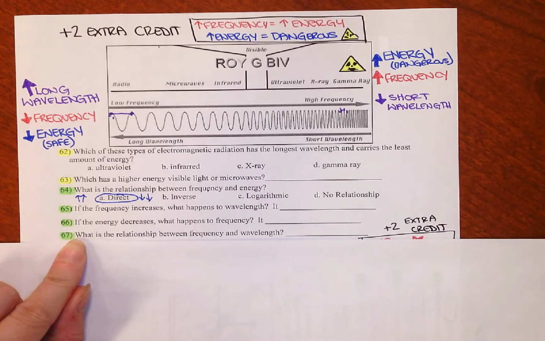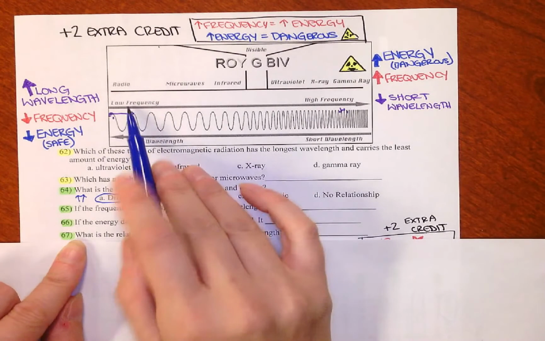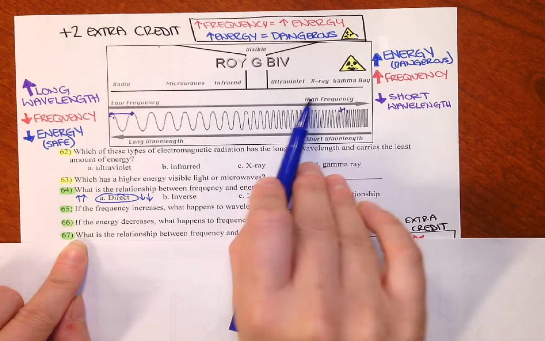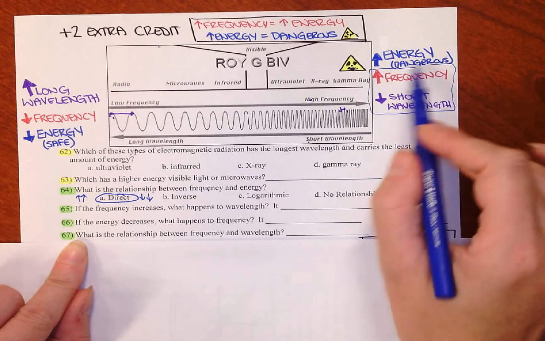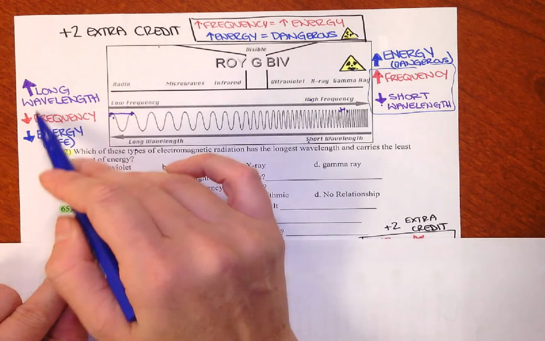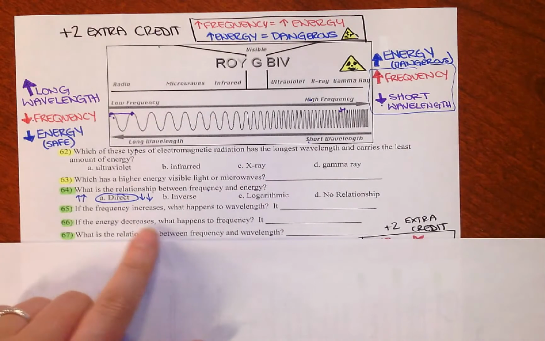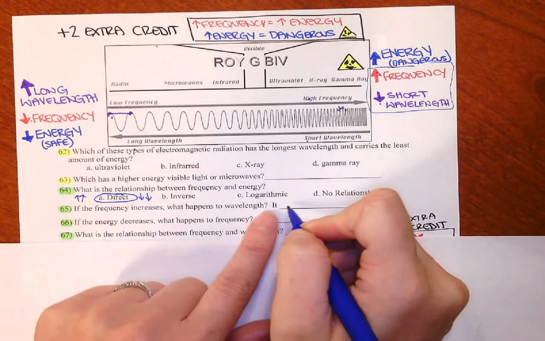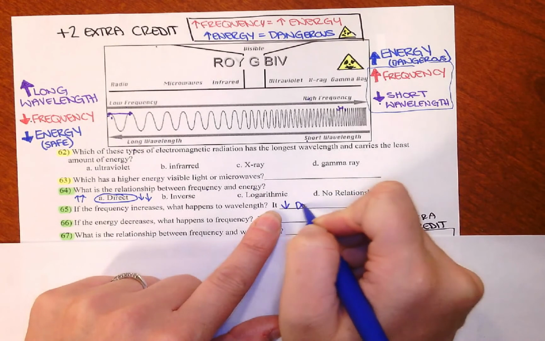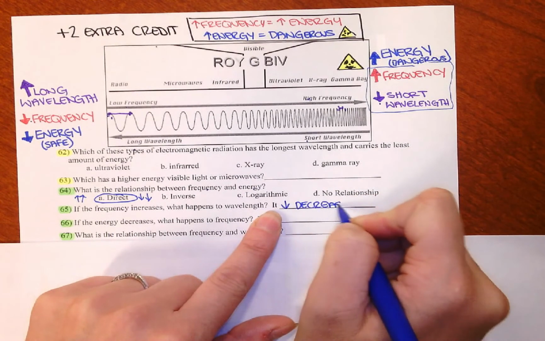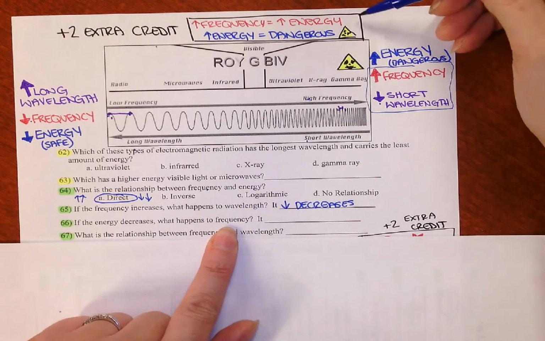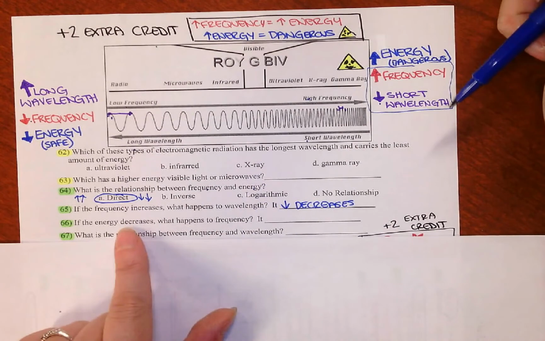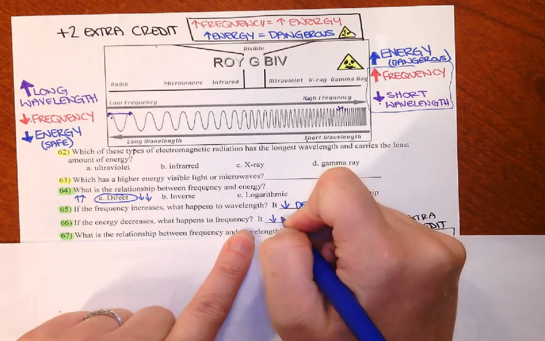Number 65, if frequency increases, what happens to wavelength? Well, it says here low frequency, long wavelength. High frequency, short wavelength. And look at my arrows. I did this. Up, down, down, up. They're opposite. So if frequency goes up, wavelength must be going down. It decreases. Next, if energy goes down, what happens to frequency? Well, we already said that here. Energy and frequency go together. So if energy is decreasing, frequency goes in the same direction, it decreases.